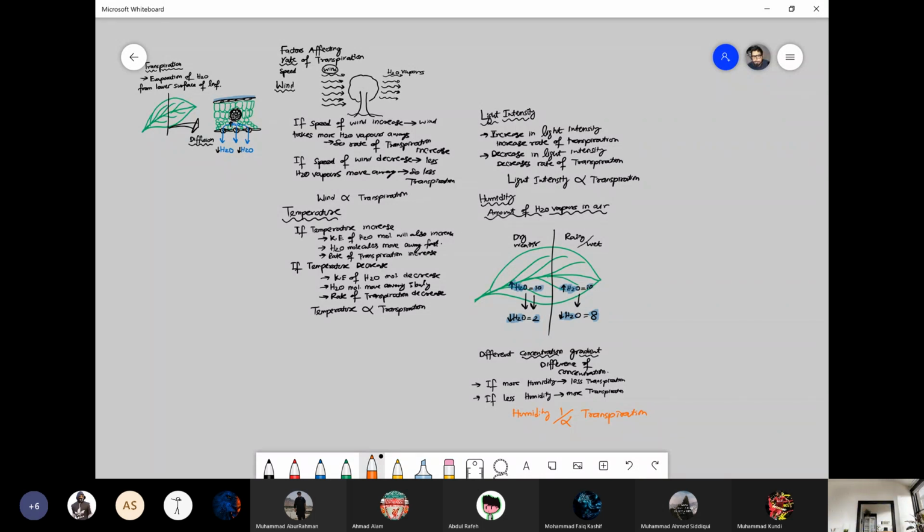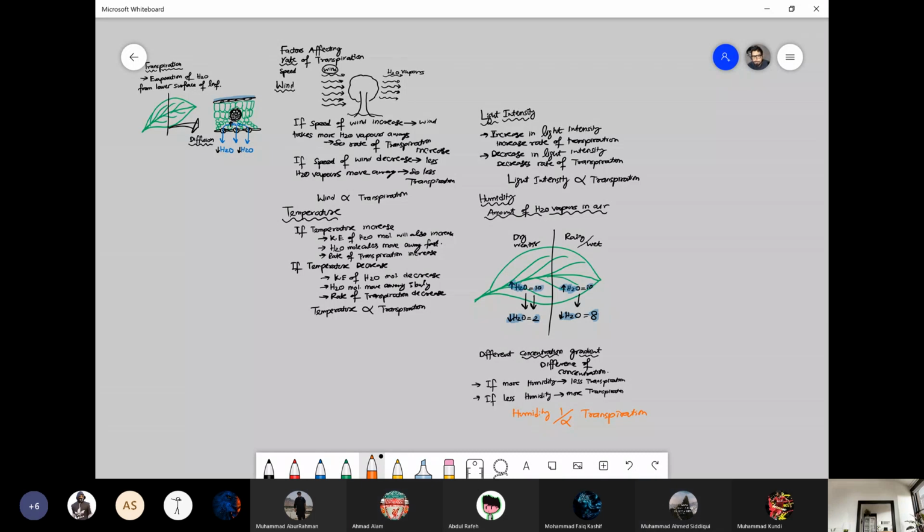Now boys, there is another factor, that is the water. Now, if there is more water available, then the transpiration will be more. And if there is less water, there will be less transpiration. Okay, boys? Okay, sir.